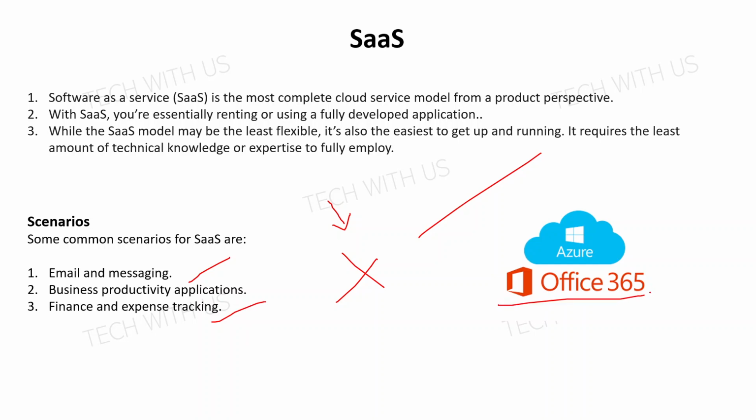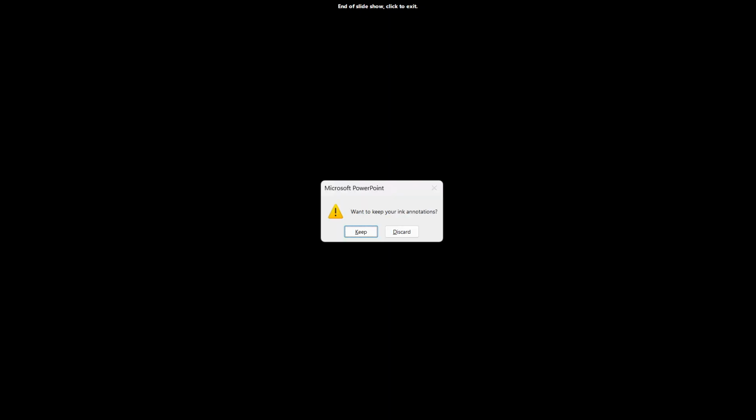Mainly Office 365 products will come here, like Excel. You can use Microsoft Excel directly. So these are the main differences between IaaS, PaaS and SaaS models.